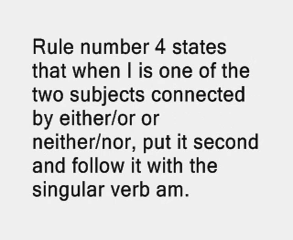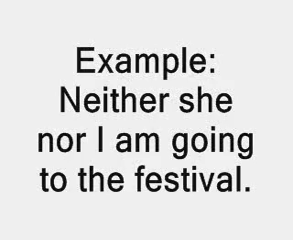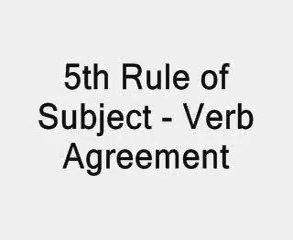Rule number 4 states that when I is one of the two subjects connected by either or or neither nor, put it second and follow it with the singular verb. Now I will give you some examples. For example, neither she nor I am going to the festival. Now let's move to the next rule.